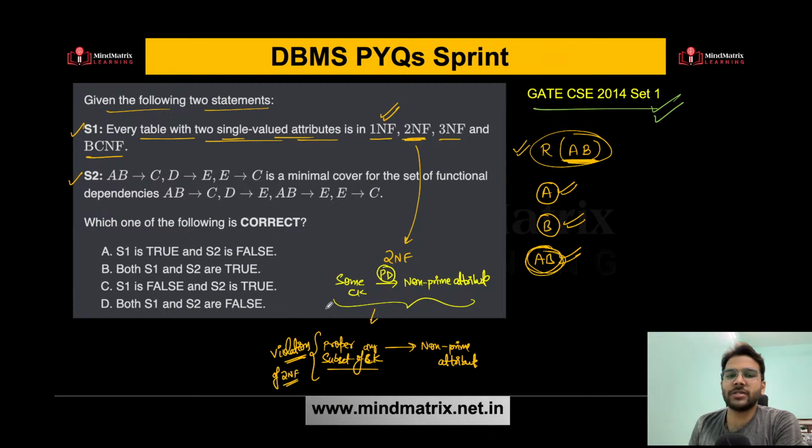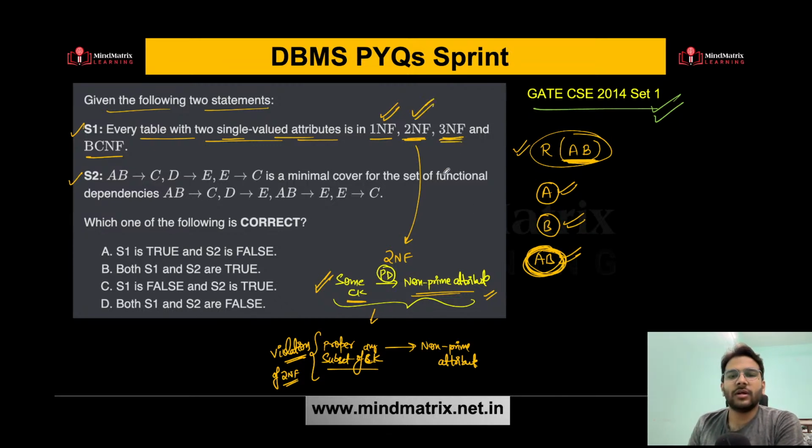If this violation is present, then I can say this kind of partial dependency is there, that some candidate key is determining a non-prime attribute. But if I have just this as the candidate key, there is no other non-prime attribute, so there is no question about having this kind of partial dependency. So definitely it will be in 2NF.